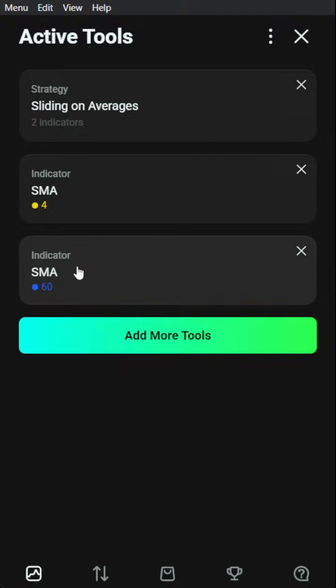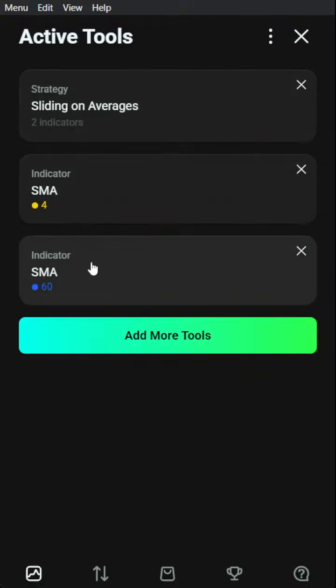I have just checked audio, video, everything is clear. Once you guys can confirm, we can go ahead and start learning this strategy. So quickly, just put in your comments. Hello Devendra sir, how are you? Long time. So yes, let's check sliding on averages.